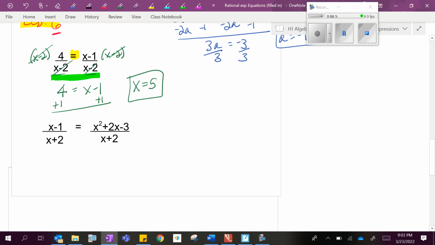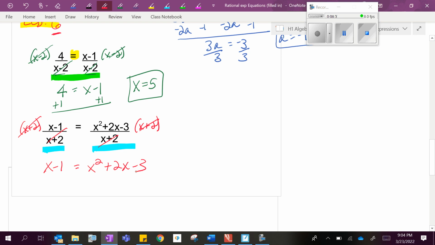So we can look at this equation. We have one term on this side, one term on this side, same denominator. So we can multiply both sides by that denominator. It cancels out over here. We get x minus 1. It cancels out here. We get x squared plus 2x minus 3.